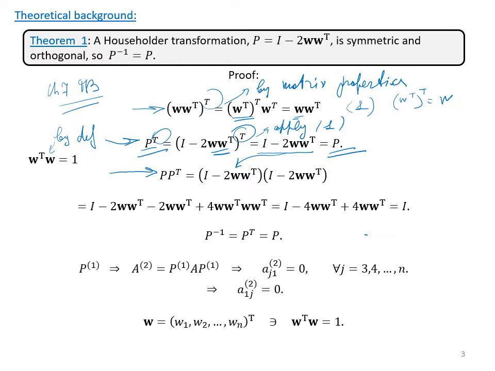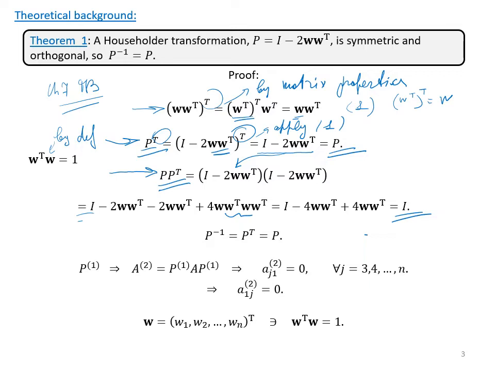Now we can simply multiply them, and by performing simple calculations, and if we recall the associativity property as well, we can say that this product equals the identity matrix.